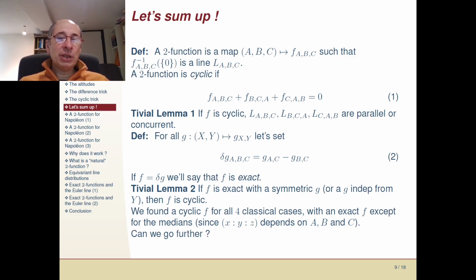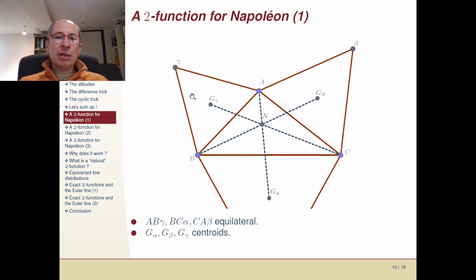So now we would like to know if we can go further and use this new setup to prove that some other lines beyond the classical case are concurrent. So let's first talk about the Napoléon lines.